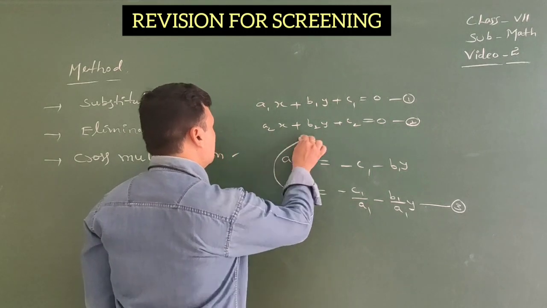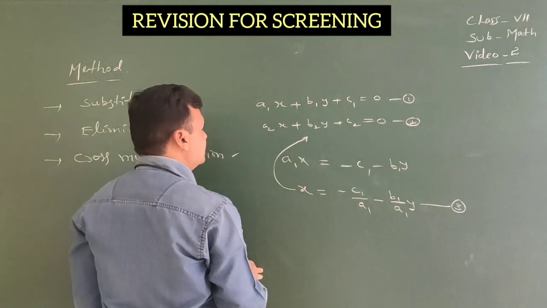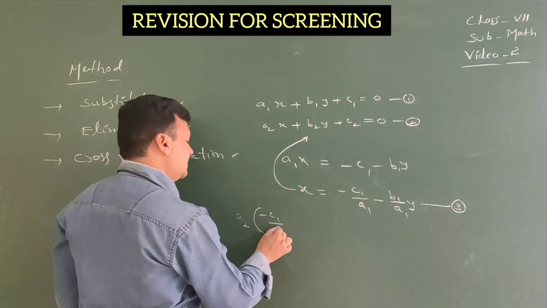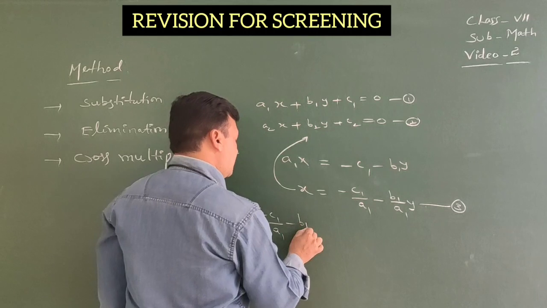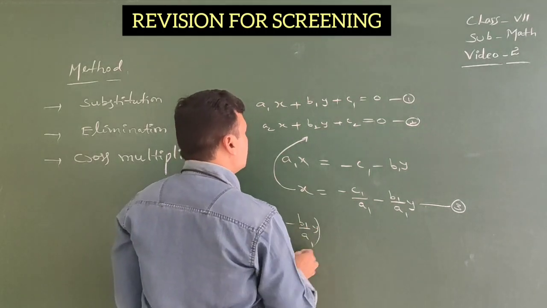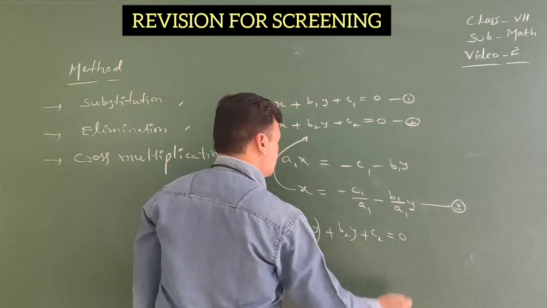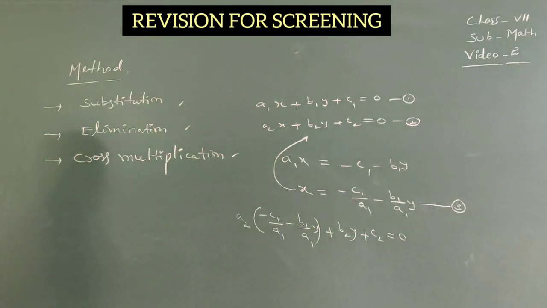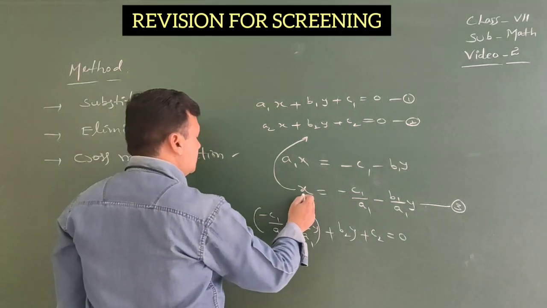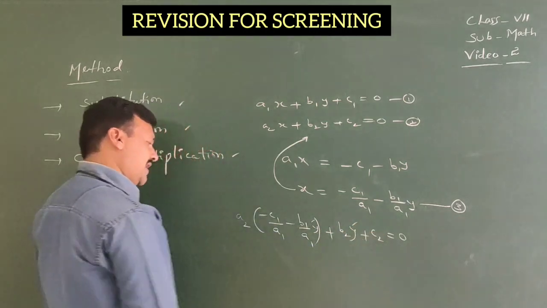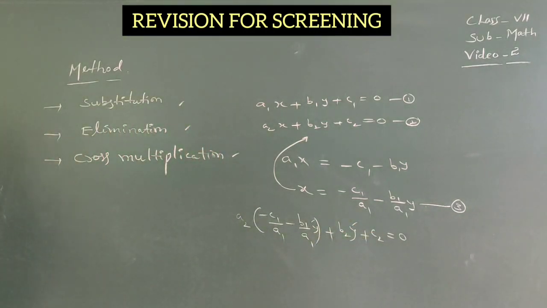Now let us substitute this x in second equation. Means a2 of minus c1 by a1 minus b1 by a1 y plus b2y plus c2 equal to 0. So the given equation converted into simple linear equation because it contains one and only one variable, that is y. If you convert x in terms of y, the equation converted in terms of y.